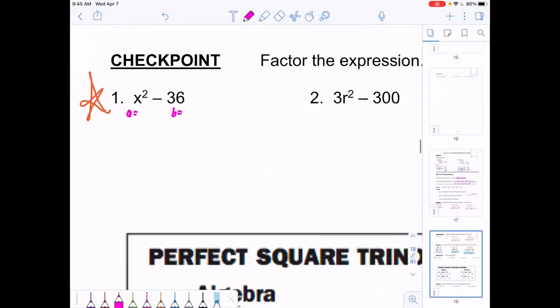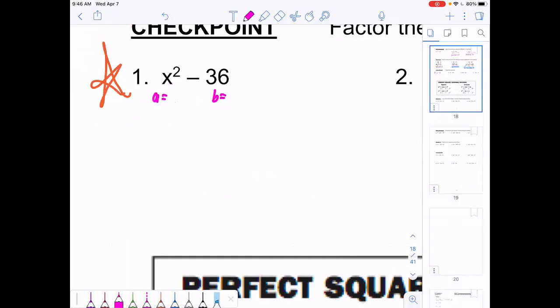Okay. So for the first one, we just want to look and see what's your A and what's your B gonna be. Bill, what's your A and your B in this case? X and 6. So what's your answer gonna be? X plus 6, x minus 6. Good.